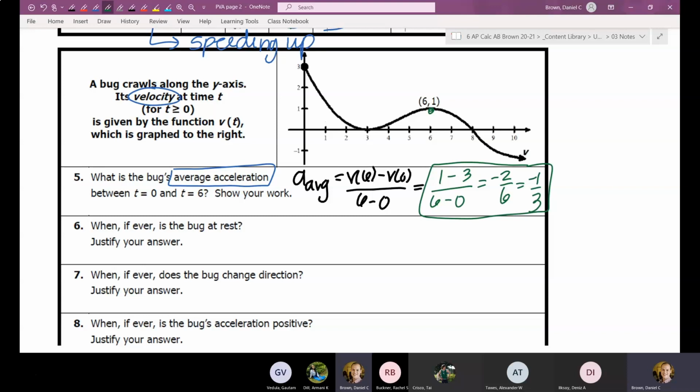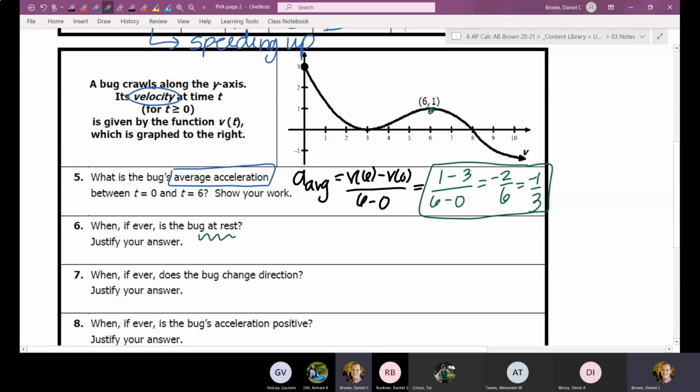Let's talk about 6. It says, when, if ever, is the bug at rest? Now, when I do these problems, I sometimes do my justification first to help me form my answers. If I'm looking for when the bug is at rest, what does that mean in calculus terms?